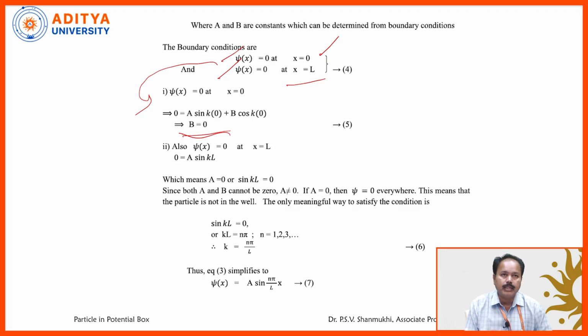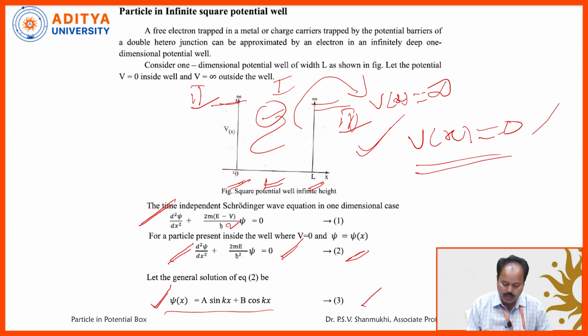That's why how will the equation be modified? The equation will be modified as psi of x is equal to A sin kx. Again, we don't know what A is. We will determine that later.